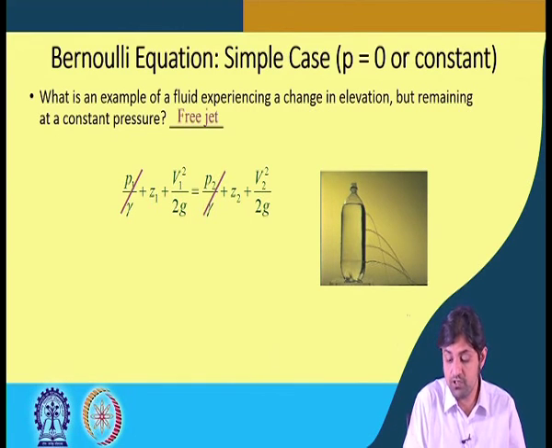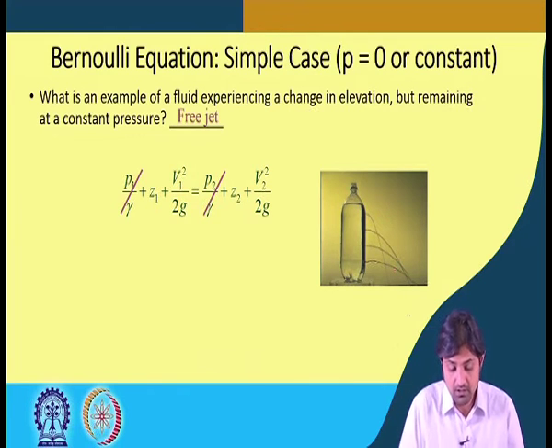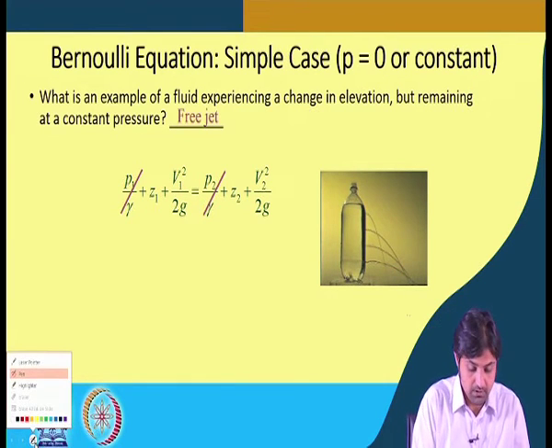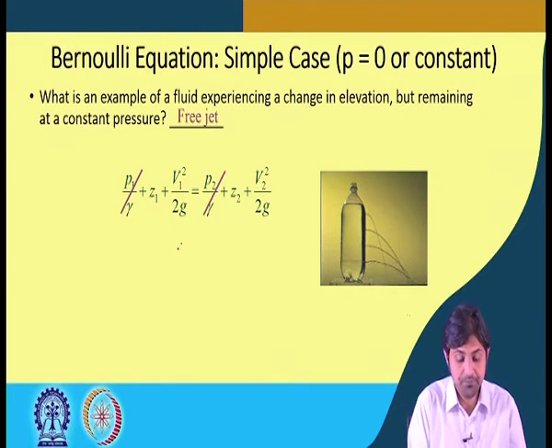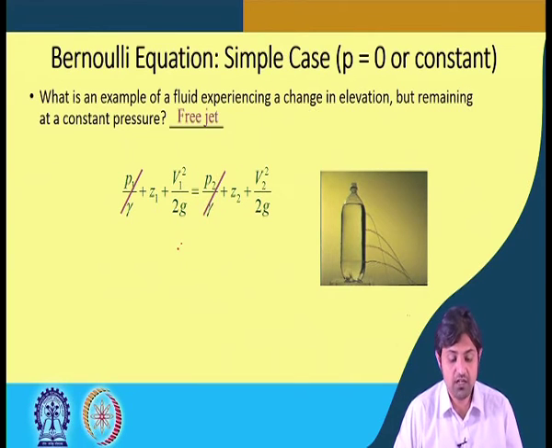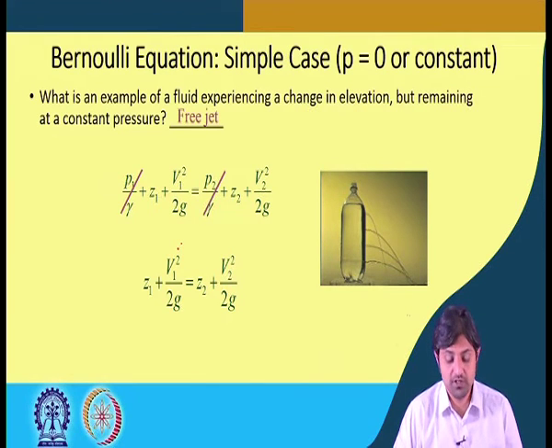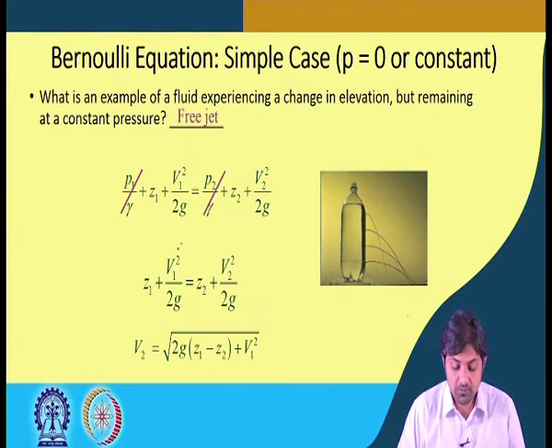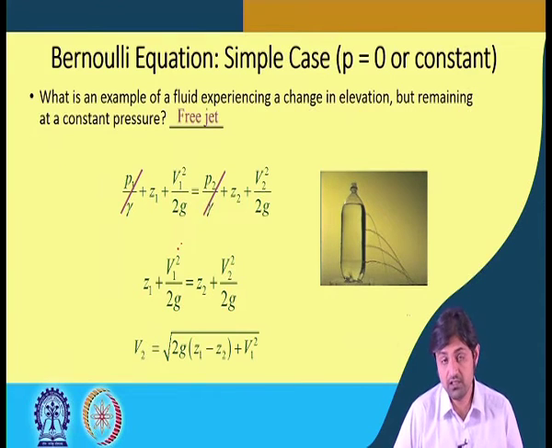Similarly, if we consider any point along the streamline, P2 is also exposed to atmosphere and that is also 0. So we can write Z1 plus V1 square by 2g is equal to Z2 plus V2 square by 2g, and therefore the velocity at 2 will be the square root of V1 square plus 2g (Z1 minus Z2), where V1 can be the fall velocity of the surface.